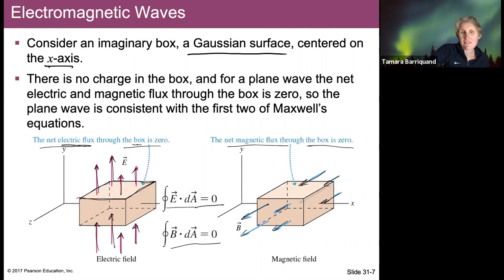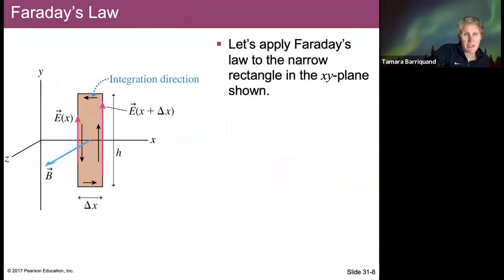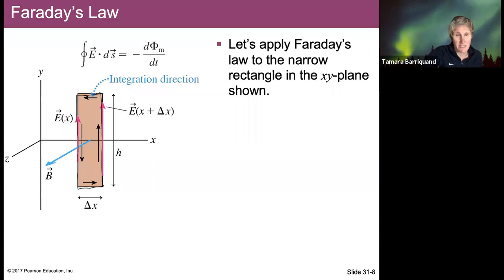Now let's look at the next of Maxwell's equations. Look at Faraday's law. In order to figure out Faraday's law, we're going to apply Faraday's law to this narrow rectangle that's in the XY plane as shown. And so Faraday's law, of course, tells us that the integral of E dot ds is equal to negative dΦ sub B/dt. So we're going to integrate around this rectangle, and that should give us the change in the magnetic flux.